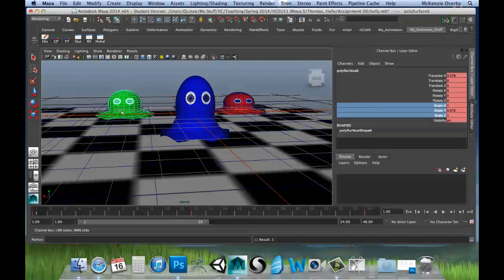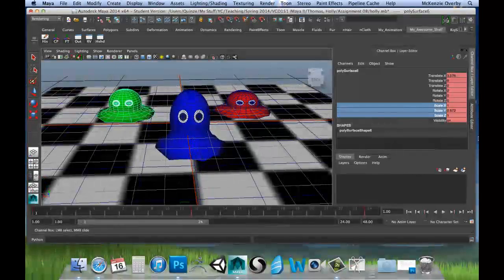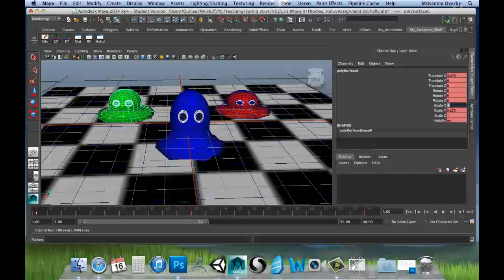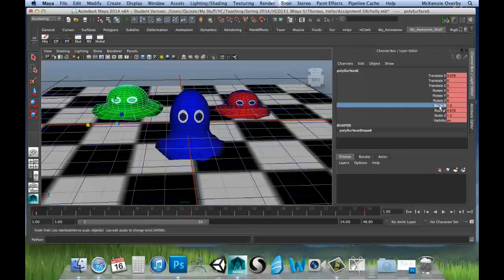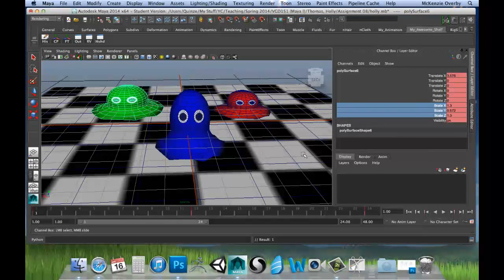Same kind of concept when they're squashing down, alright? So when it's squashed, just like the balloon, it should be displacing mass outwards, alright? So in your scale X and scale Y, it should be a little bigger, alright? And let's try 1.3. And we'll go ahead and key that.